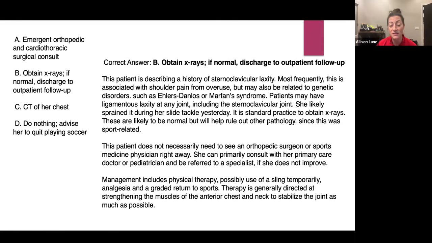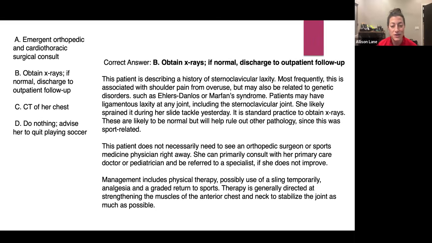They can have ligamentous laxity at any joint, including the SC joint. She probably sprained it in addition in the slide tackle. Because it's sports related, we generally get x-rays just to make sure there's not something else going on. But ultimately, as long as she does okay, she doesn't really need to do anything else. She doesn't need to see anyone else.